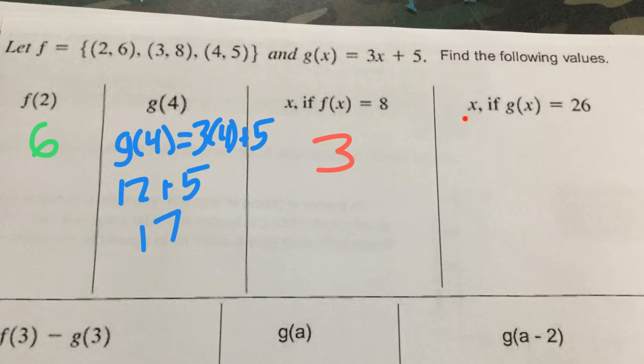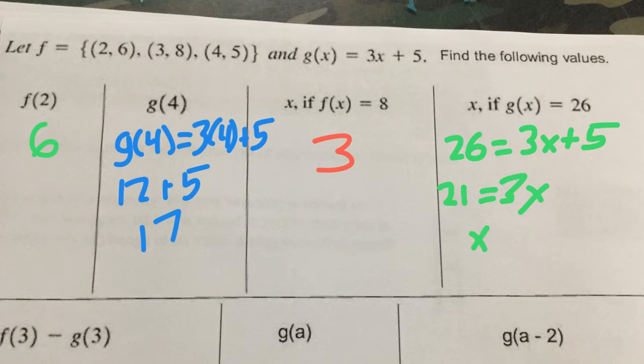And the next one wants to know, what is x if g of x is 26? So again, g of x is just the y value, 26. So we know g of x is equivalent to 26, and must be equal to 3x plus 5. And then we're going to solve for x. So 21 equals 3x, which means x is equal to 7.